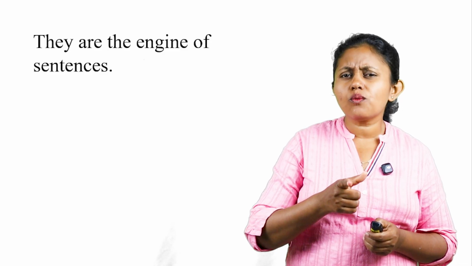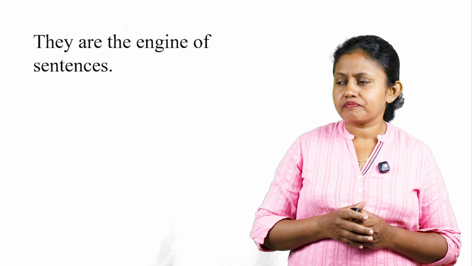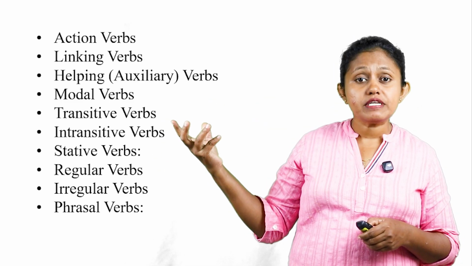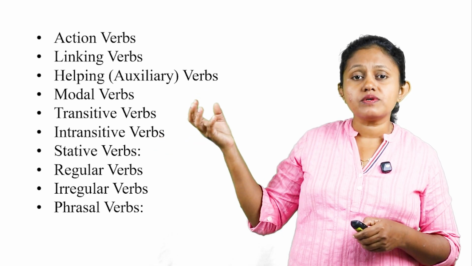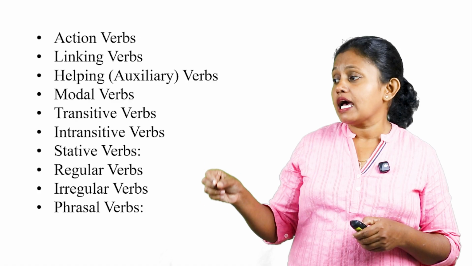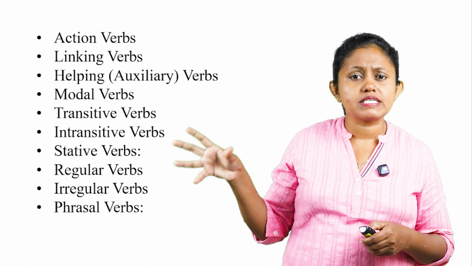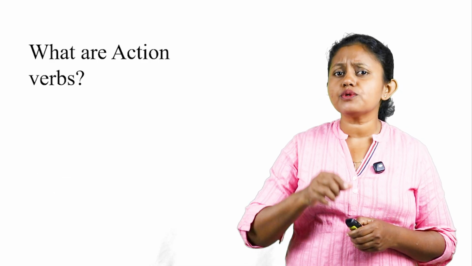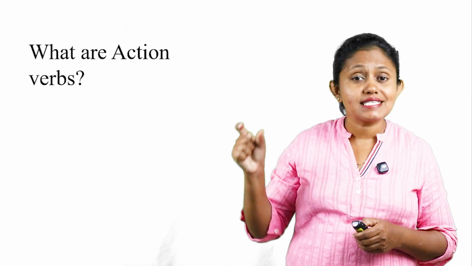Do you want to know what are the types of verbs in the English language? Let's go to see some. Action verbs, linking verbs, helping verbs, that means auxiliary verbs, modal verbs, transitive, intransitive verbs, stative verbs, regular, irregular verbs, and also phrasal verbs. These are the types of verbs in the English language. Among these types, today you are going to learn what are action verbs and what are stative verbs.